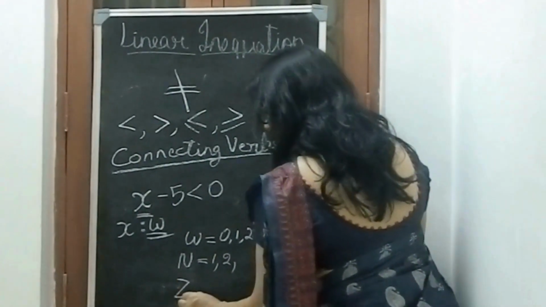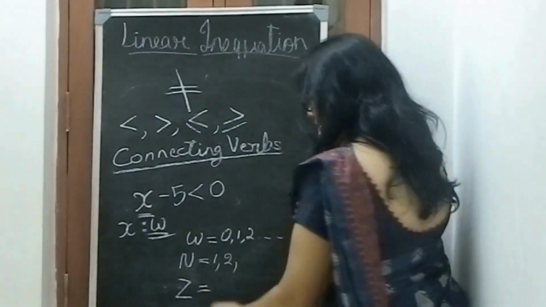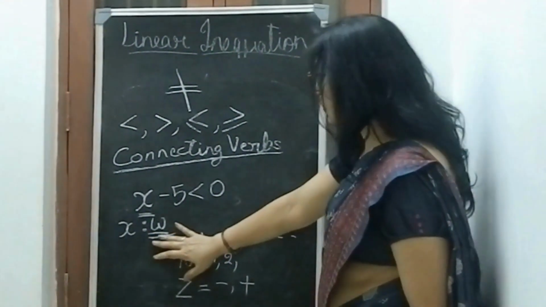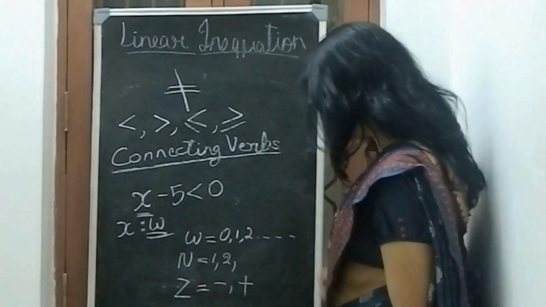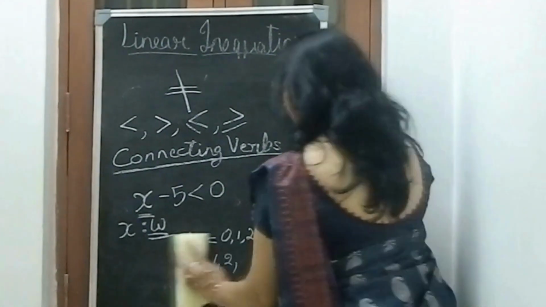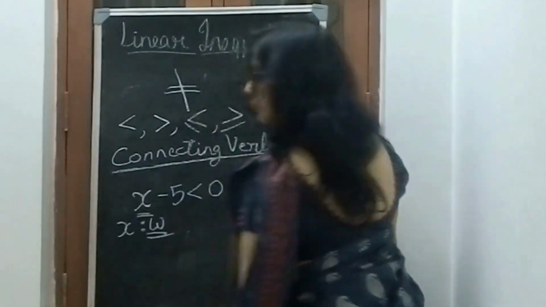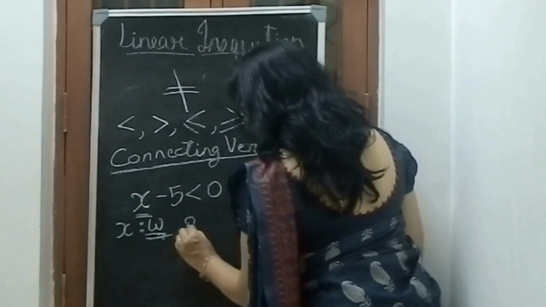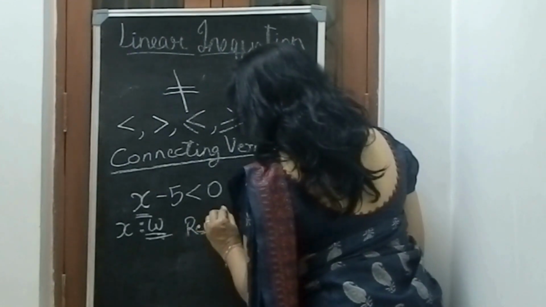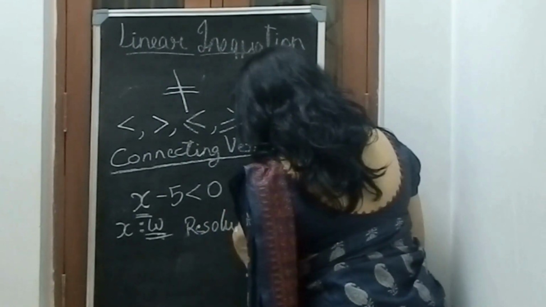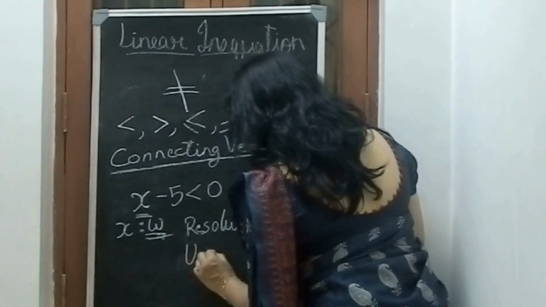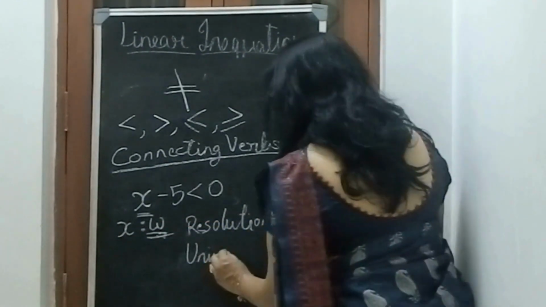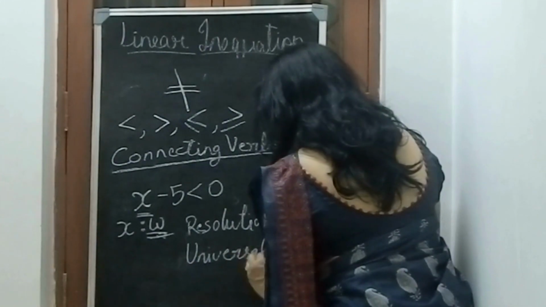Okay. Then if I say x belongs to Z, what does it mean? It means it will be either a negative number or a positive number. Okay. Now in this question, I say x belongs to a whole number. So when I say x belongs to a whole number, it is a number above or equal to 0. Okay. Now, the set of whole numbers will be known as the resolution set, or also known as the universal set. The set of whole numbers to which x belongs is known as the resolution set or universal set.